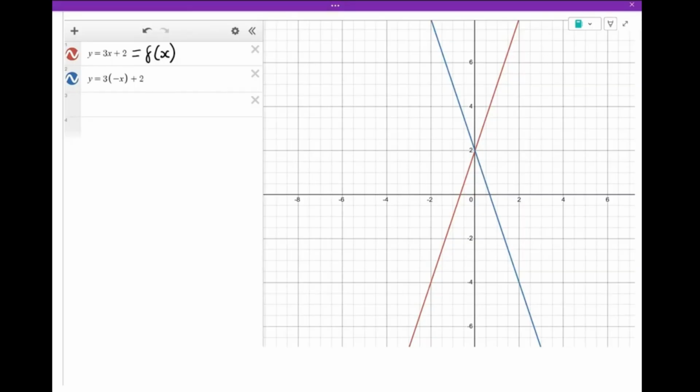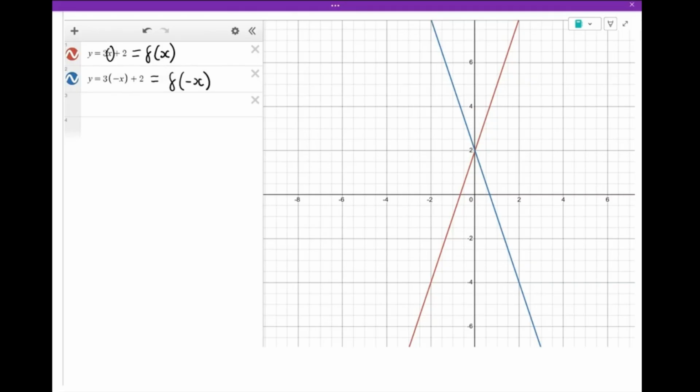Now let's compare our red graph equation to our blue one. So what's changed? Well, the plus 2 has stayed the same. Okay, the 3 has stayed the same. The only difference is the x in the initial graph has been replaced with a negative x. Okay, so this would be equal to our function f. However, the x has been replaced with a negative x, so I'm going to put a negative x in the brackets in place of the x.